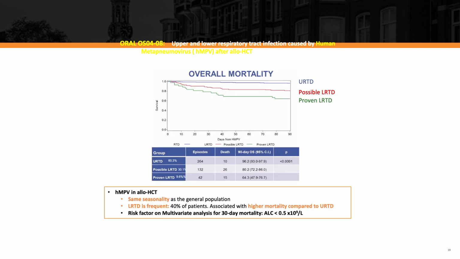And here you have the mortality. Those patients who have upper respiratory tract disease have a very good overall survival. Those who have lower tract disease have a lower survival, even lower if it's proven they have the virus in the BAL. So this virus is important in transplant patients, with high mortality in those with lower respiratory tract disease.